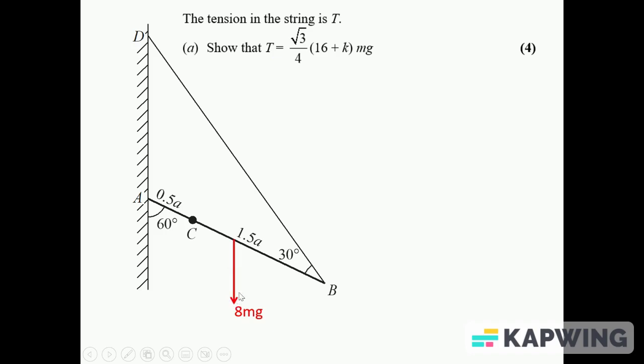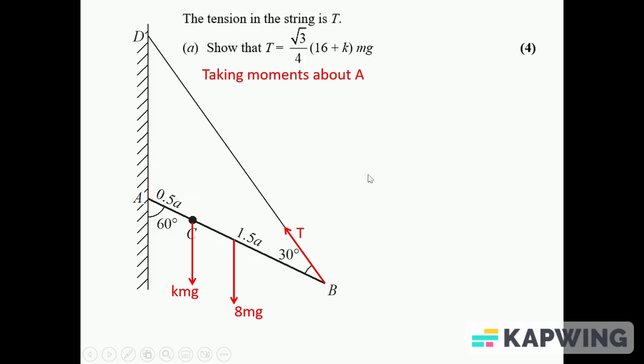Right, we've got the weight of the rod acting down. We've got the tension in the string there. We've also got this extra weight. We're going to do moments about A because we don't know what's going on at the wall with the forces. There'll be a friction at the wall and a normal reaction, but because we're doing moments about A, we don't need to worry about those.